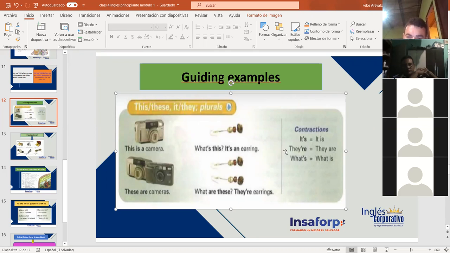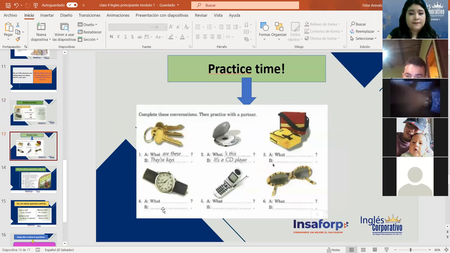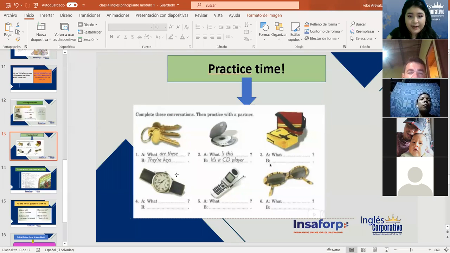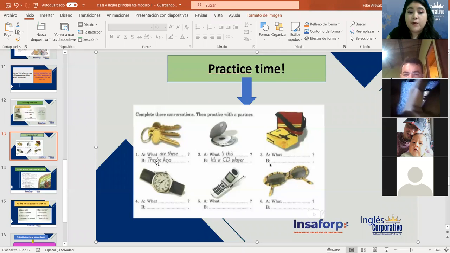Don't forget this information. If on Monday I have some exercises for you, I will need you to catch them up, all right? Now, let's move on with this. Now is your practice time. Complete this conversation, then practice with a partner. This is not a conversation. These are just exercises, right? For example, number one, let's see.